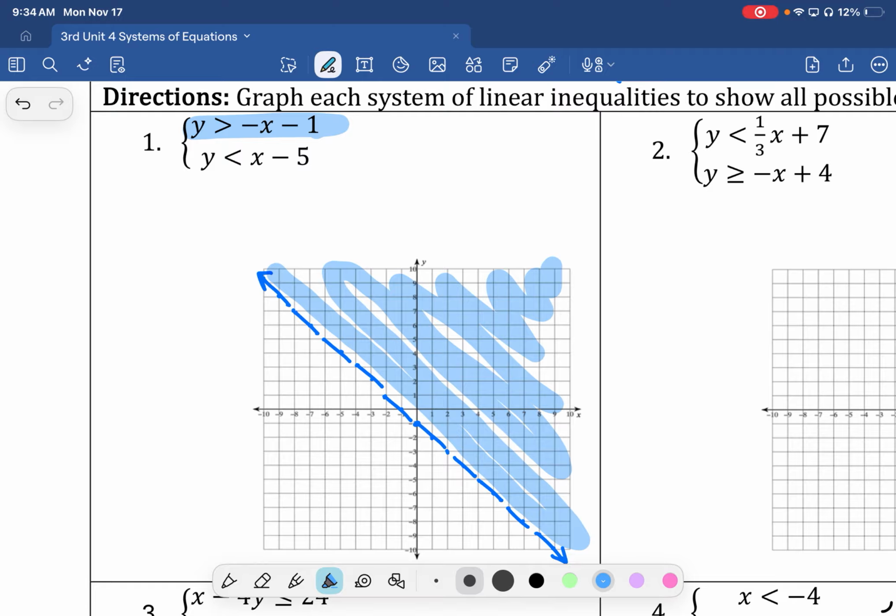Okay, then we are going to take the second color we're using and highlight the second equation. Is the second equation in slope-intercept form? Yes. What is our y-intercept in that equation? What's our slope? Up 1 over 1. Solid or dashed line? Do we shade above or below? Below.